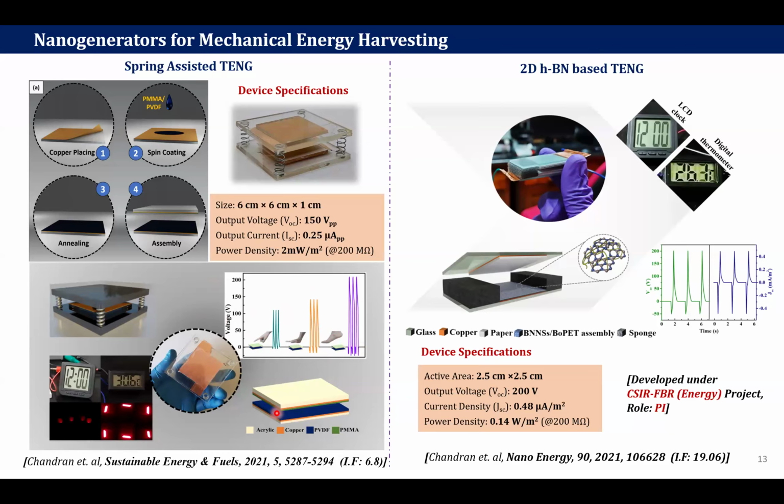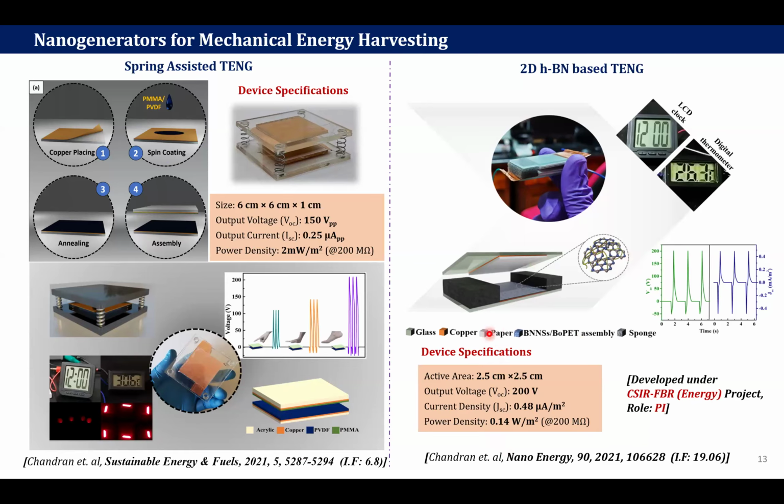Further, we found that if you incorporate certain two-dimensional materials like hexagonal boron nitride, which is called white graphene, into one of the contact layers of a triboelectric nanogenerator, the effective area will increase. And substantially, you can increase the power output almost 20 times.